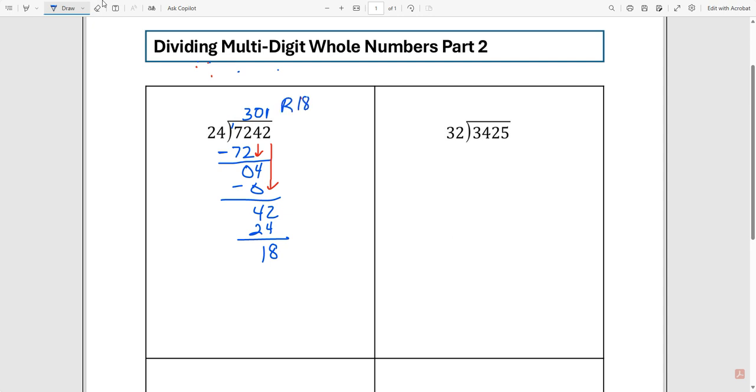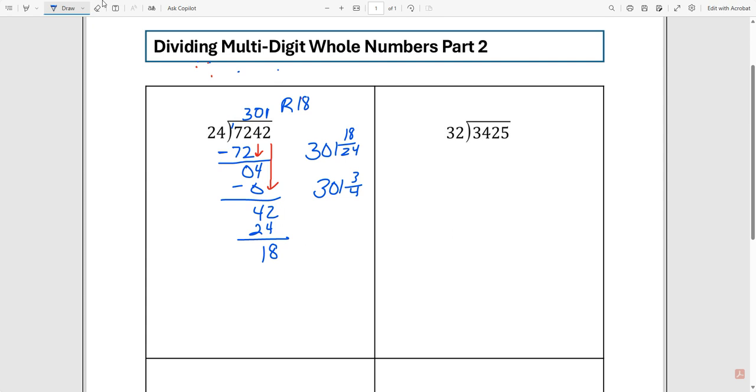Okay, and your teacher or instructor may want you to put this in mixed number form. In other words, they may want you to write your answer as a mixed number, 301 and 18 over 24. The 18 over 24 can be reduced to 3/4, so I'll just write that here since we're not talking about reducing fractions. And we have 301 and 3/4. However your instructor wants you to write your answer. Let's move on to the next question.